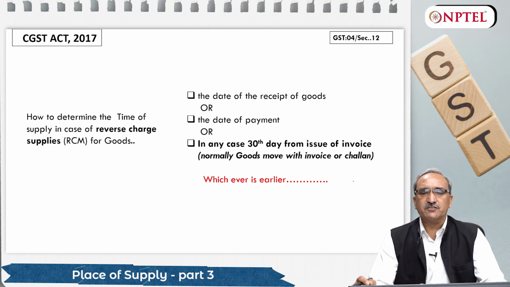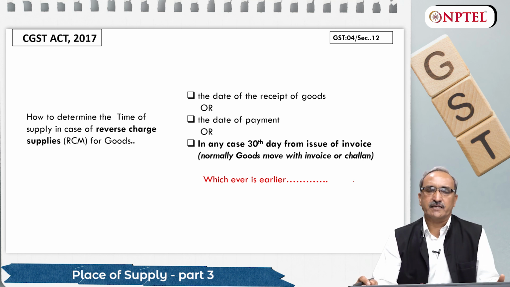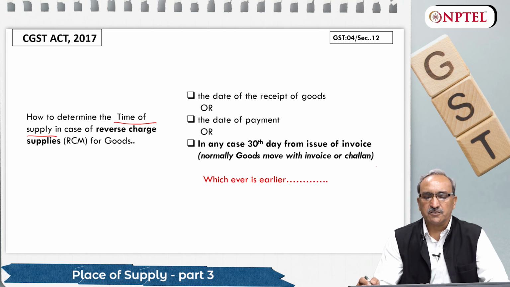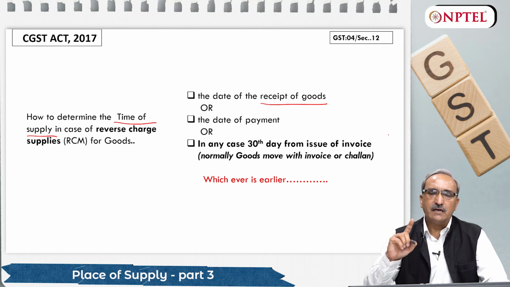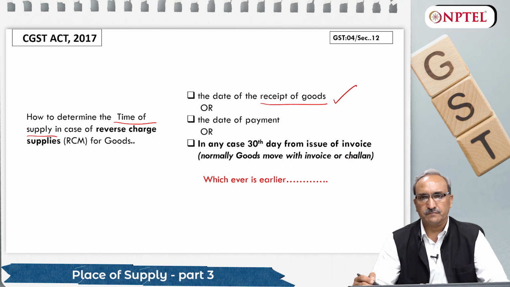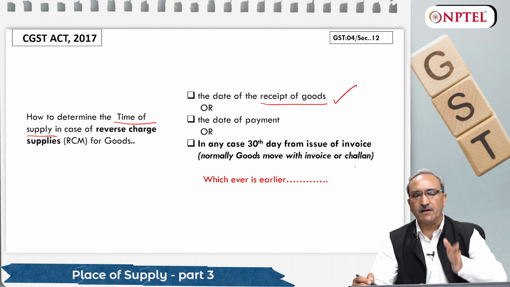If there is a case of reverse charge mechanism, I told you there are transactions which are covered under reverse charge mechanism, where the recipient has to pay tax. Then what is the point of taxation? What is the time of supply in such cases? The law says date of receipt of goods. We are talking about transactions covered under reverse charge mechanism in case of goods. So date of receipt of goods means when you receive the goods.